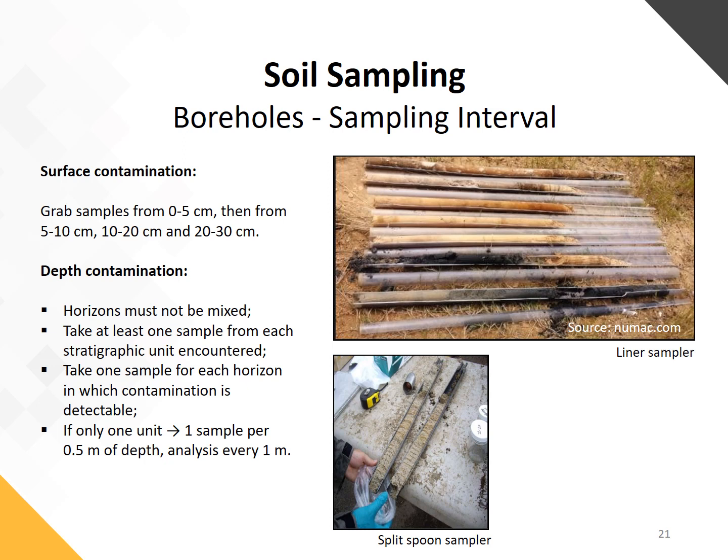But then when you get a depth contamination, you have something a little bit different. First, you cannot mix the different horizons that you will find in the soil. You need to take at least one sample from each stratigraphic unit encountered. Then you need to take one sample for each horizon in which the contamination is detectable. And finally, if you only have one unit, you need to take one sample every 0.5 meters, but you only need one analysis for your entire meter.